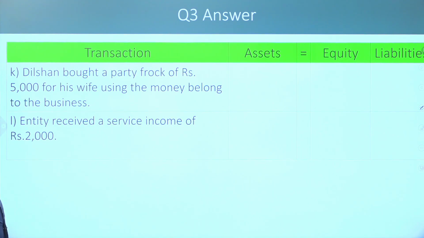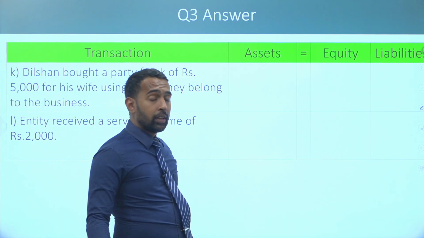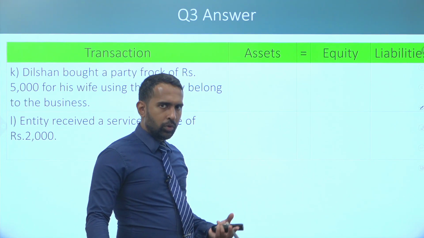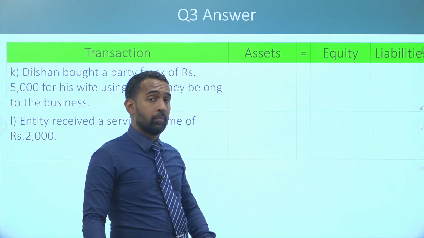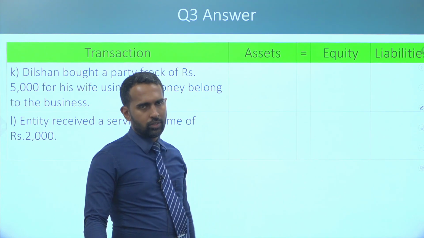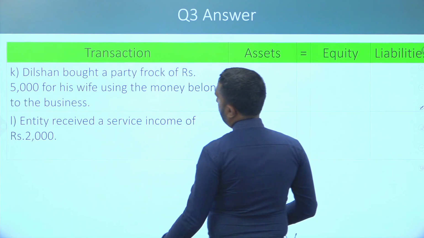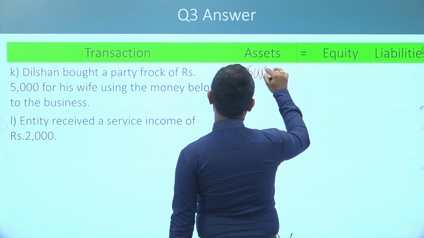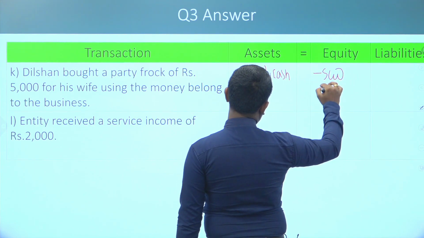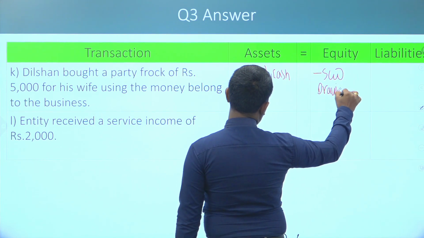Right. We look at part K of the question. Dilshan bought a party frock for rupees 5,000 for his wife using the money belonging to the business. Not that he can't do it, he can do it, but it's a drawing. Buying a party frock for Dilshan's wife is not part of the business. It's a drawing. So Dilshan is taking 5,000. My business cash comes down, and it's a drawing, right? So the equity goes down because of a drawing.